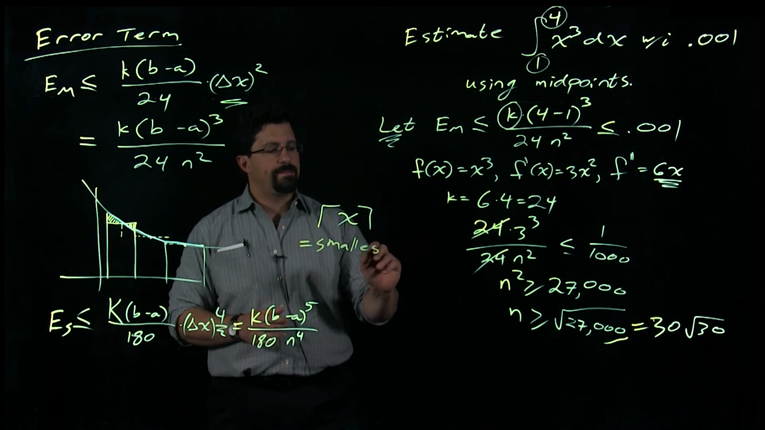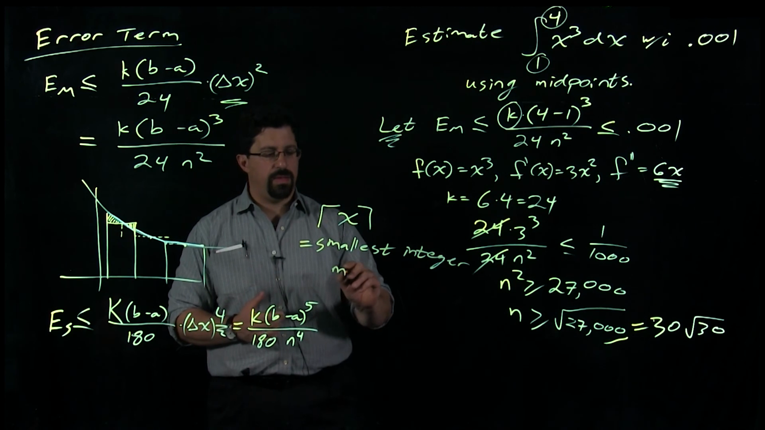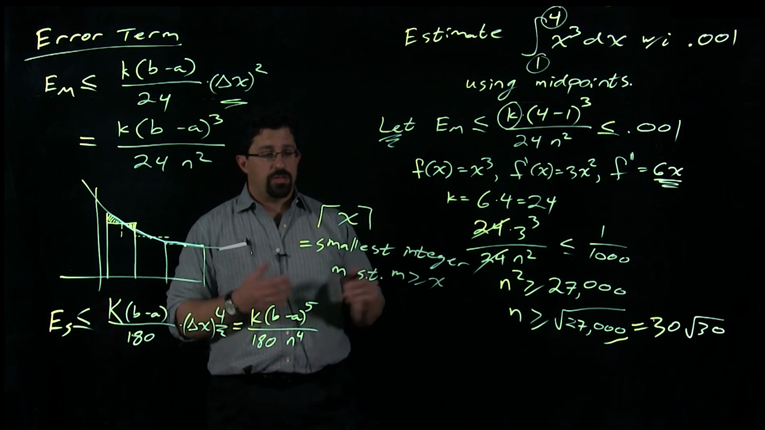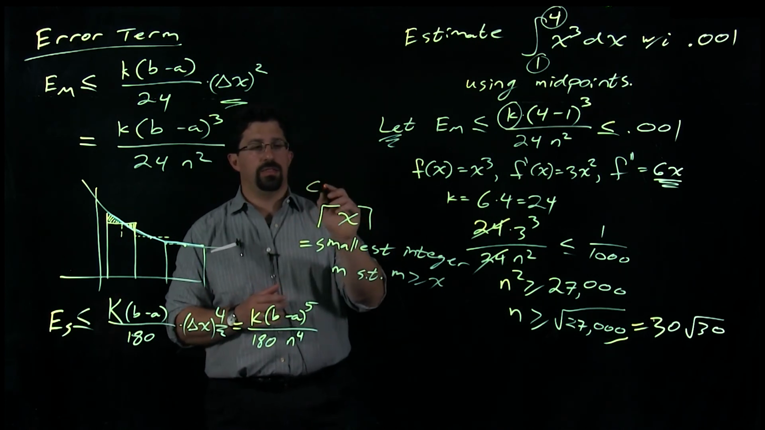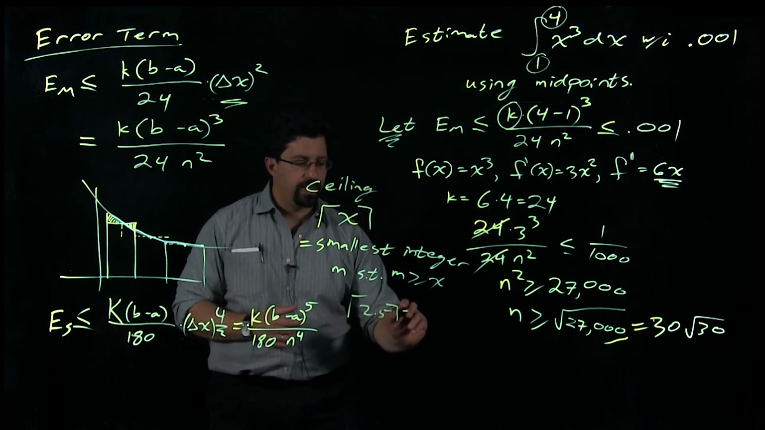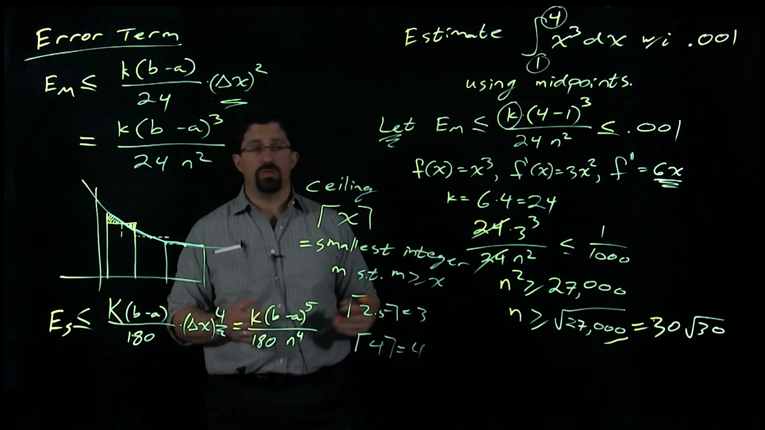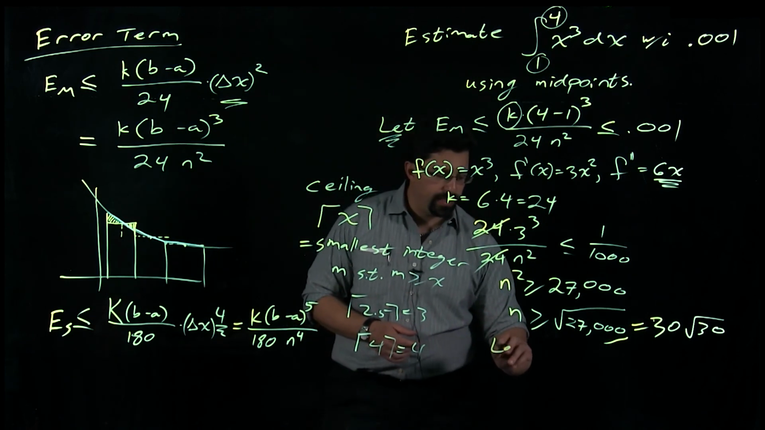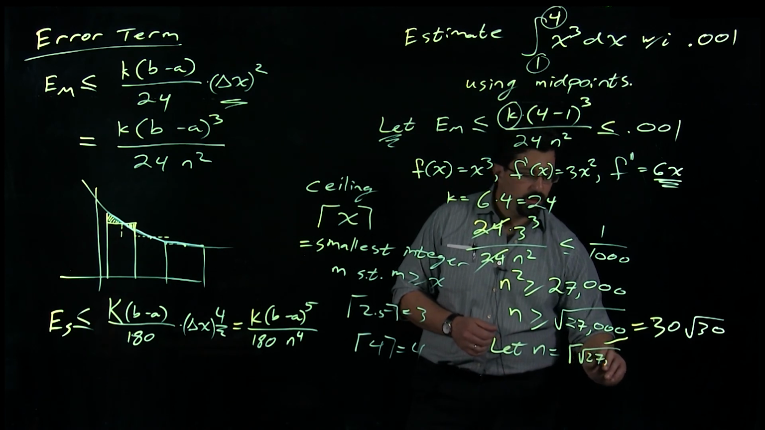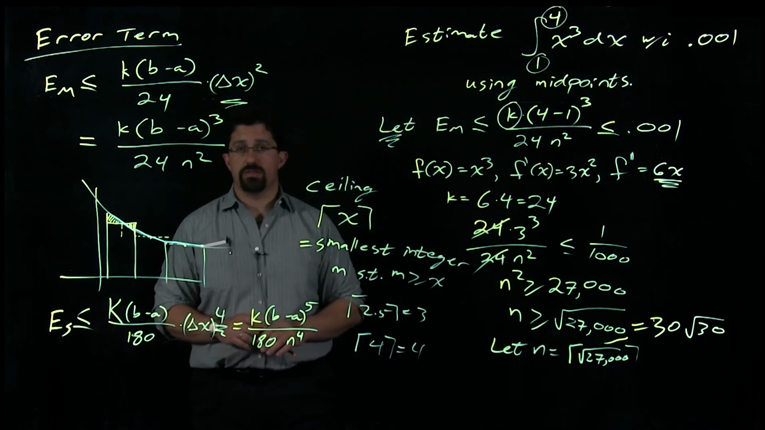The ceiling of x is equal to the smallest integer, call it m, such that m is greater than or equal to x. So when I take the ceiling of 2.5, this is equal to 3. When I take the ceiling of 4, that's just equal to 4. So what we can do is let n be equal to the ceiling of the square root of 27,000, and that is certainly the kind of answer that we're looking for.